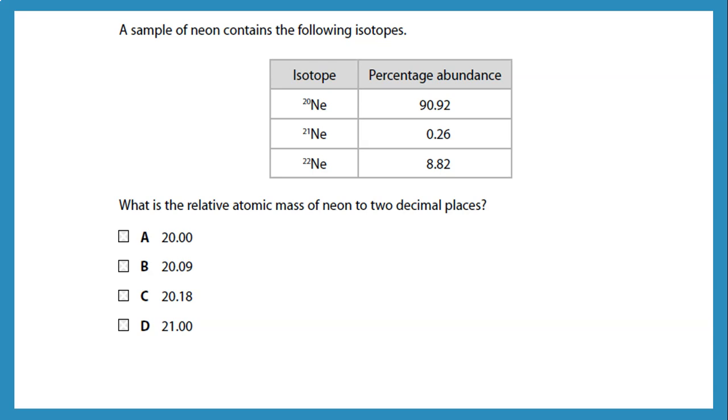So how do we calculate relative atomic mass? We said it is the mass number times its abundance, plus the mass number of the other one times its abundance, plus the mass number of the third one times its abundance, over 100. If the total abundance is 100, over 100. This gives me the relative atomic mass of the atom. In this case, he wants it to 2 decimal places, so we put it 20.18.